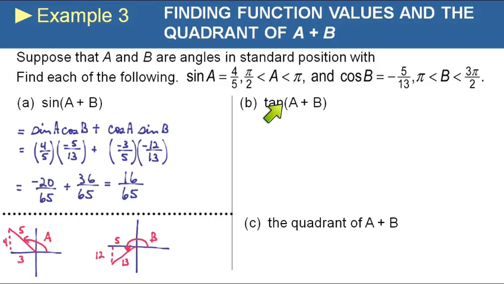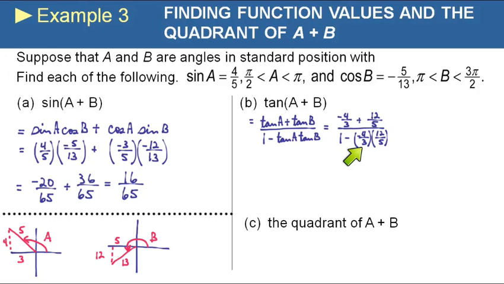Okay, tangent of A plus B, we will use our tangent of A plus B identity. So tangent of A, we can get from here, tangent is going to be negative 4 over 3. And tangent of B is going to be positive 12 over 5. And in the denominator, we do 1 minus tangent of A times tangent of B.